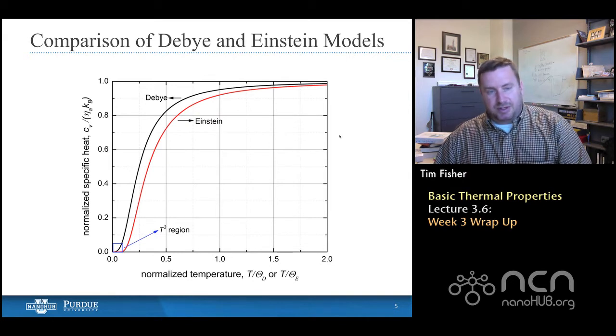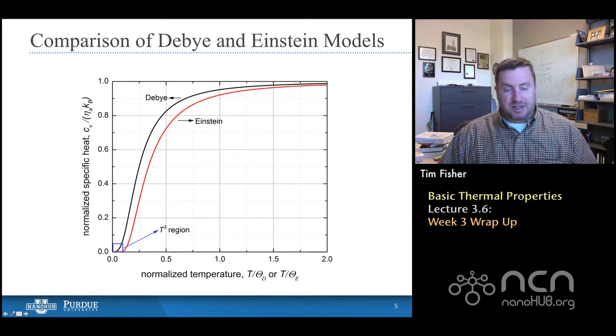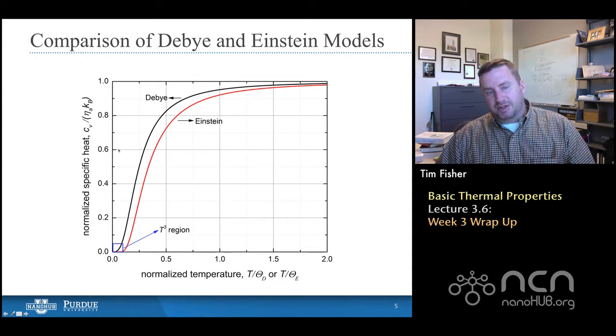For very low temperatures, the Debye model in 3 dimensions gives a T cubed dependence for specific heat. If you wanted to look for that experimentally, we said you'd have to be at about a tenth or so of the Debye temperature. This is a normalized temperature on the x-axis. At about a tenth of the Debye temperature and below, that's where you'll see the cubic dependency. Then it starts to turn around and has a somewhat linear regime, and then it turns over to an asymptote and ultimately reaches a constant value for very high temperatures.